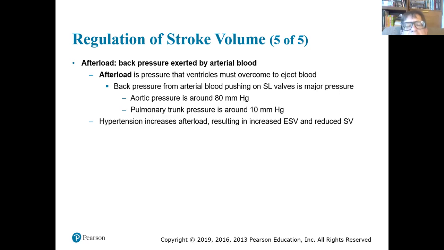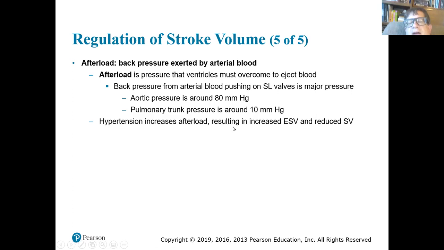Aortic pressure would be around 80 millimeters of mercury. Pulmonary trunk would be around 10 millimeters of mercury. And like I just said, hypertension increases afterload. That's a fancy way of saying having high blood pressure means that you have to pump harder if you're going to move the blood.